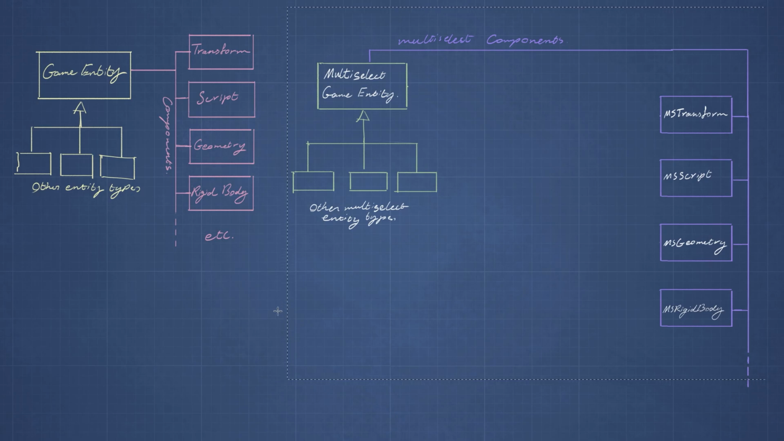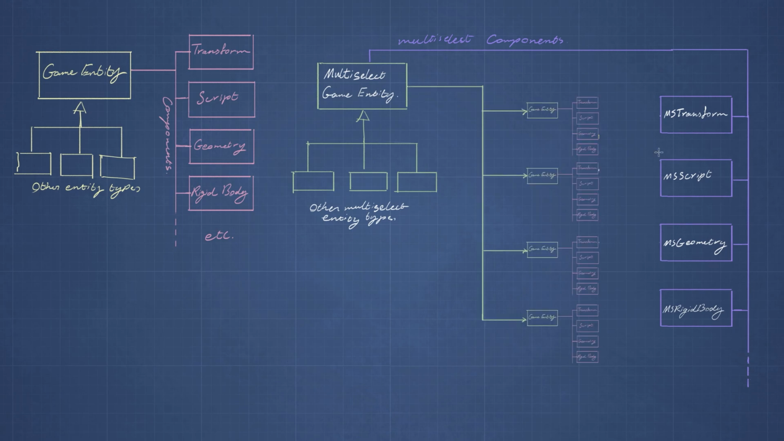So regarding saving and serialization, they are simple. We don't have to do anything. What we do have to do is keep track of which entities they refer to. So, for example, the multi-selection game entity will have a list of game entities that we selected, and each of those have their components, of course. So when we change any property of the multi-select game entity, it will spread those changes to all the selected entities.